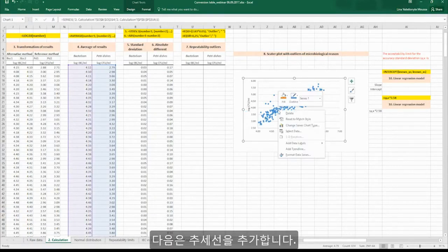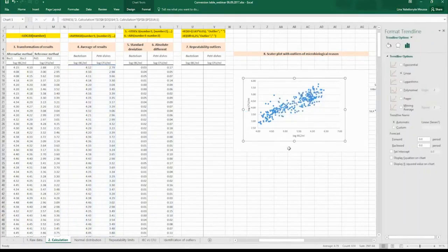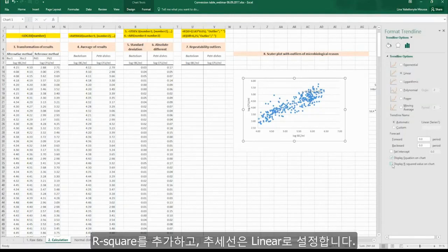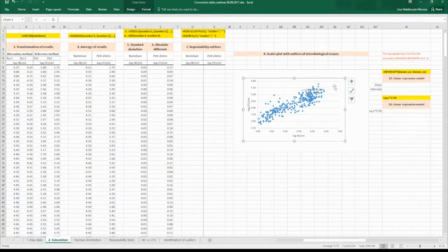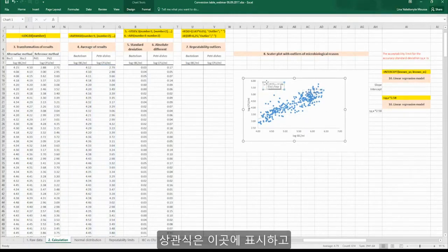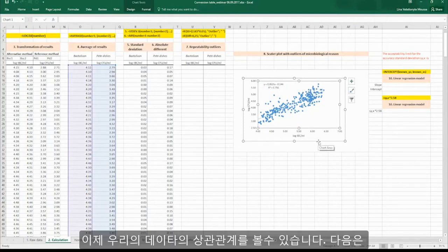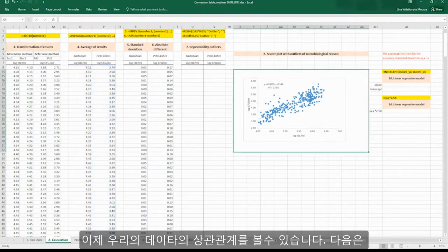The next step is to add a trend line. We can choose to display the equation and display R squared, and the trend line should be linear. Move the formula here. So here is how our data look now.